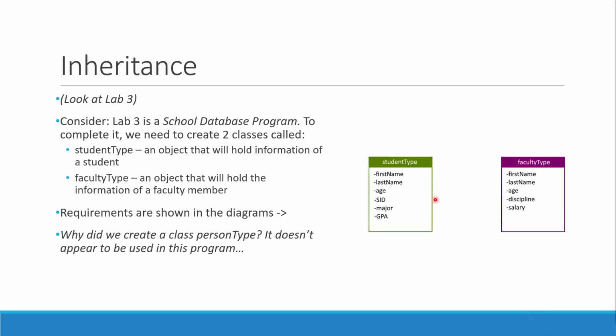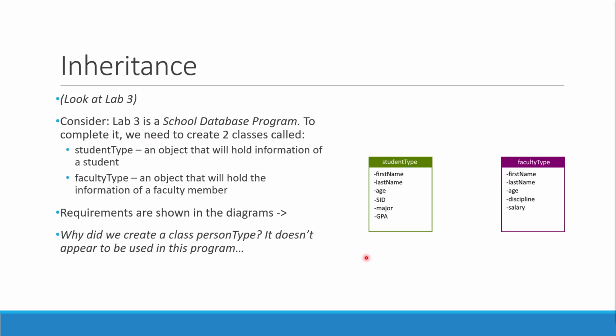Now, obviously, faculty members don't have a student ID or a major or a GPA, and obviously, students don't have a discipline or a salary, okay? So, the requirements are shown in these diagrams, okay? So, these are the 2 main classes that Lab 3 will use, okay?